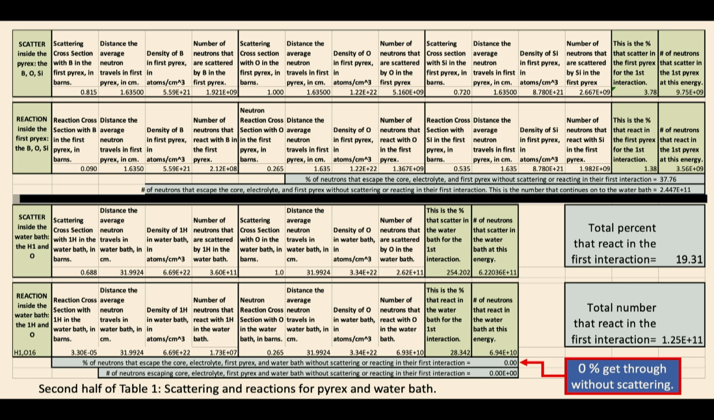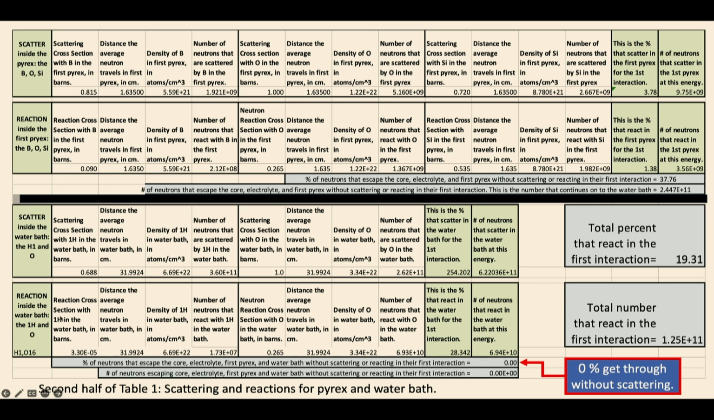The remaining neutrons that have not scattered or reacted are now in the glass of the Pyrex beaker, which is made of boron, oxygen, and silicon. As before, with the other parts of the apparatus, the neutrons scatter and react. The neutrons that exit the core, the electrolyte, and the Pyrex glass without scattering or reacting is 37.7% of the original amount. They go on to the water bath.